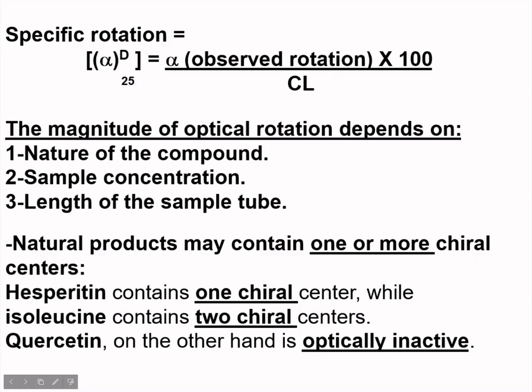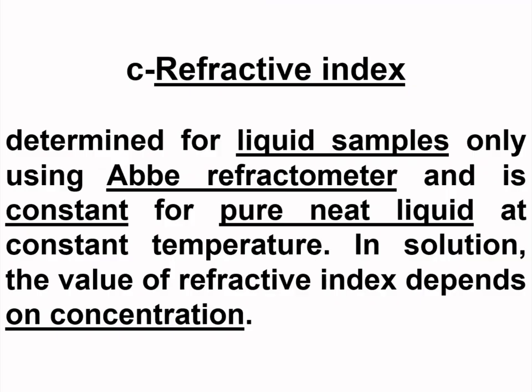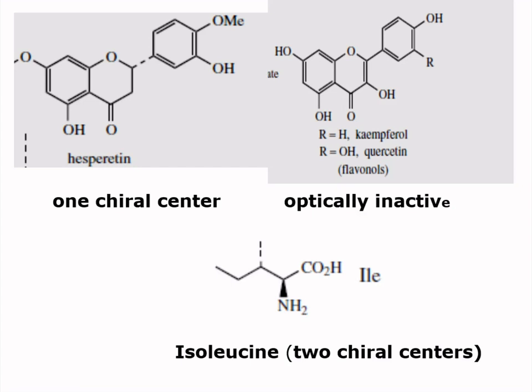Quercetin is optically inactive. Compounds such as quercetin here or camphor have no optical rotation, but it is determined for compounds such as aspartame, which has a chiral carbon, and isoleucine, which has 2 chiral carbons.